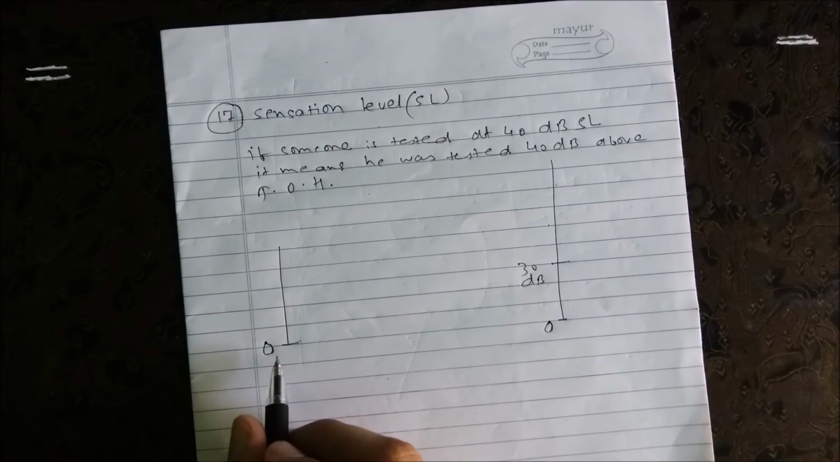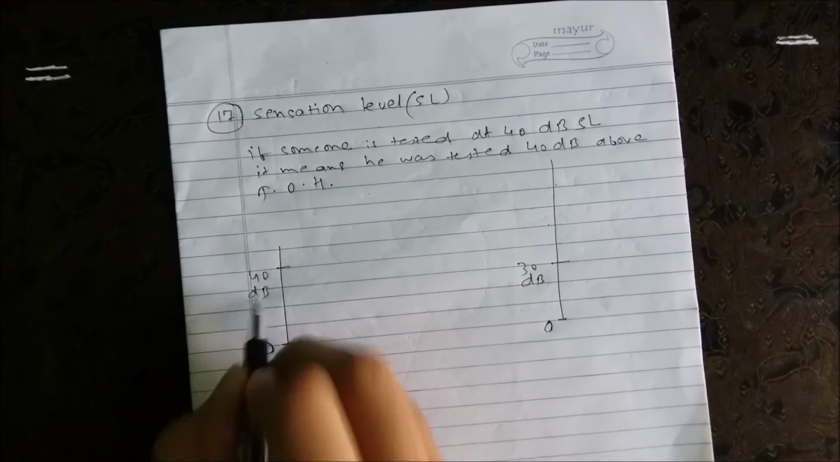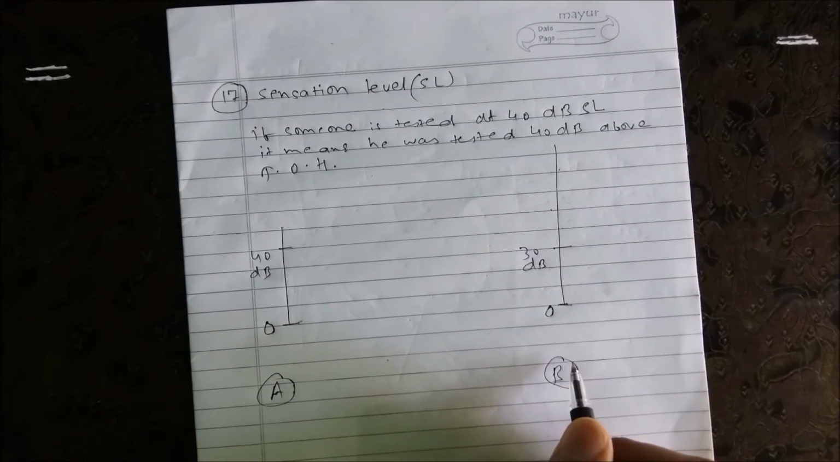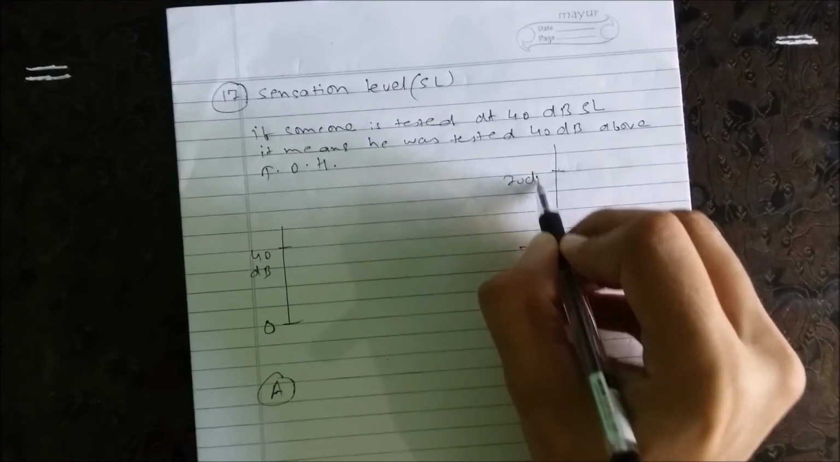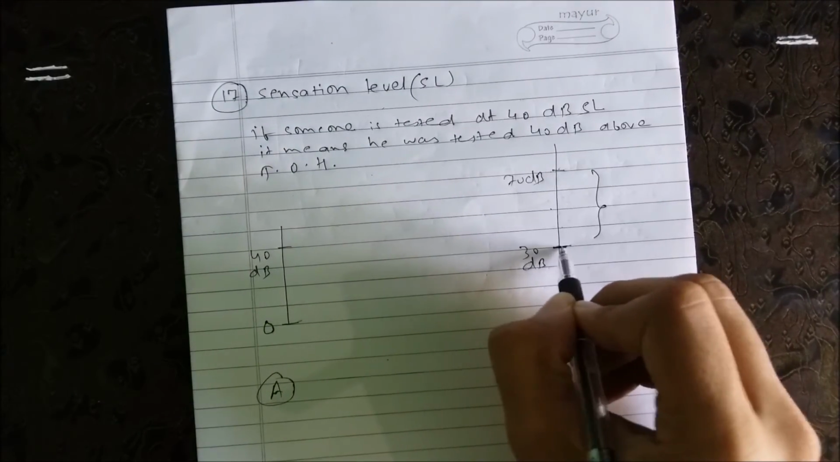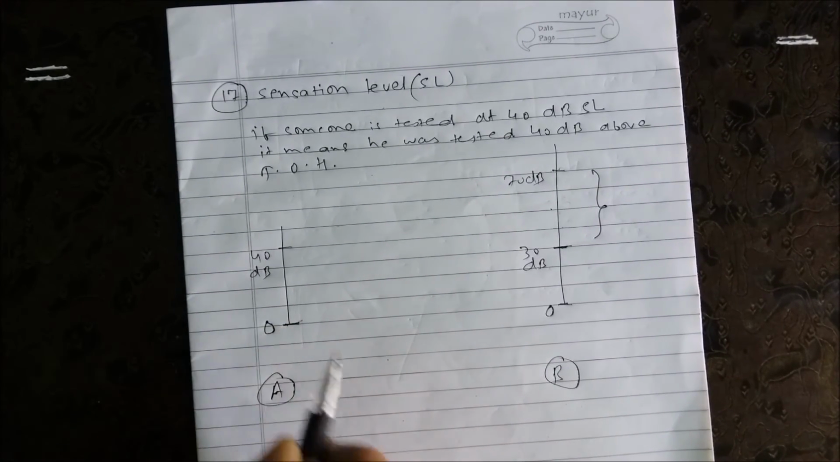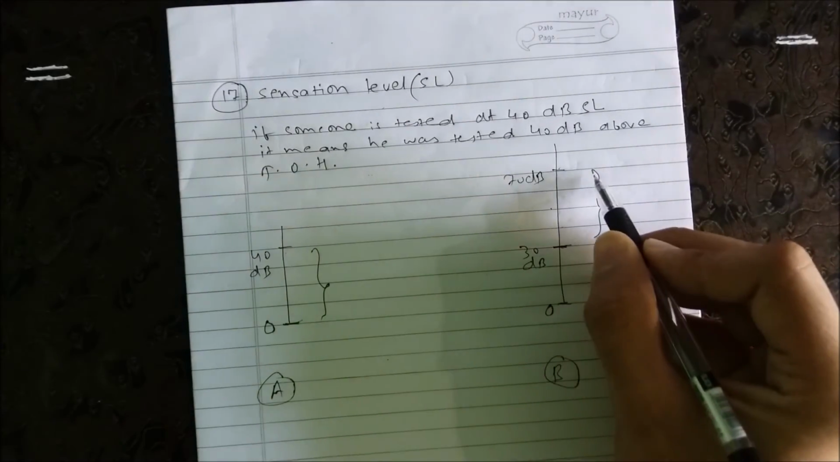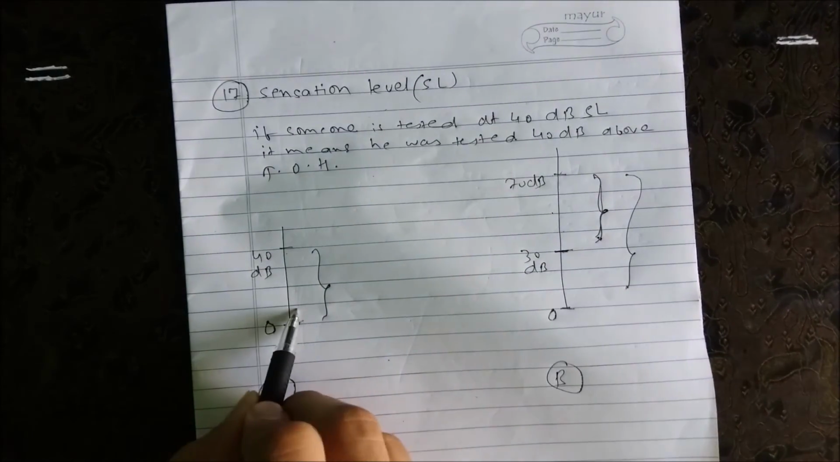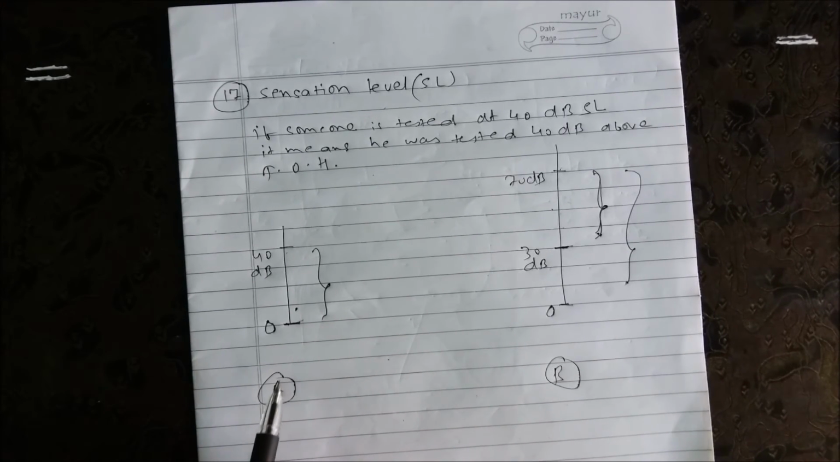So if we increase the sound from the audiometer up to 40 decibel, this normal person A will hear the 40 decibel sound. But to make person B hear, we have to increase the sound level up to 70 decibel. Now you see, we have increased the sound level by 40 decibel above the threshold here also. So this 40 is the sensation level. In other words, sensation level refers to the sound which will produce the same sensation as in a normal hearing person.